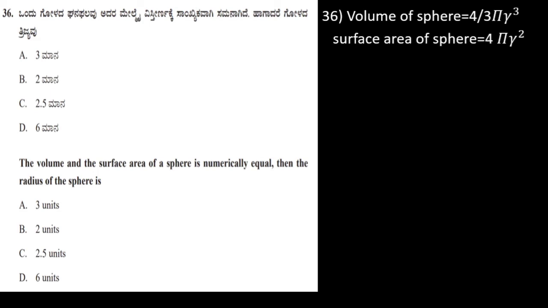They both are equal, so we will equate this. We'll get 4/3 pi r cube is equal to 4 pi r square. 4 gets cancelled, pi gets cancelled. Here r cube is there, r square is there, so r square is totally cancelled and one r is left over. Therefore we'll get r by 3 is equal to 1. That is, r is equal to 3 units by cross multiplication. Therefore option A is correct.